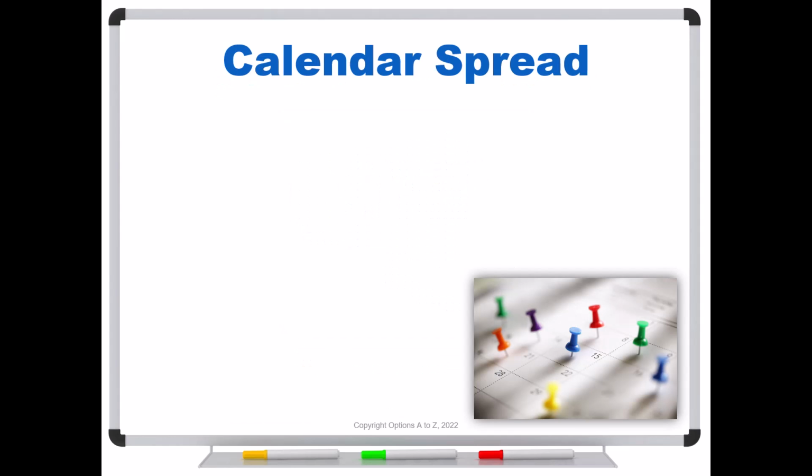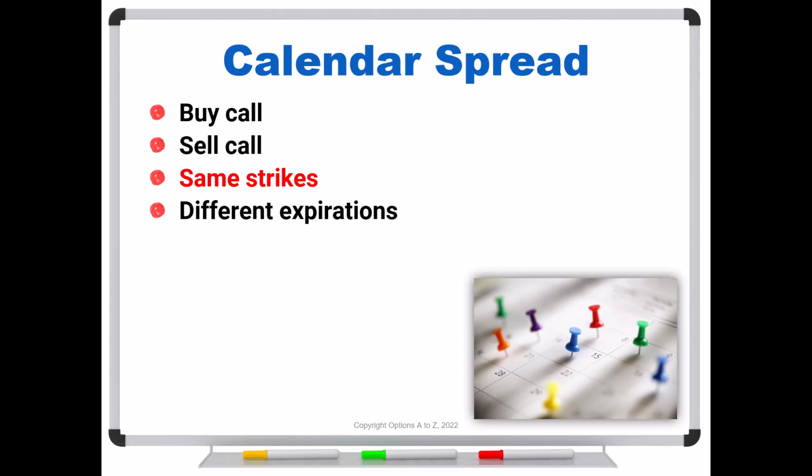So quick recap, what is a calendar spread? Remember, it's a strategy where you are going to buy a call, you will sell a call, and they have to have the same strikes. That's really the big key to a calendar spread. But they also have to have different expirations. So remember that all spreads are going to be long and short assets. The calendar spread means they have the same strikes but different expirations.